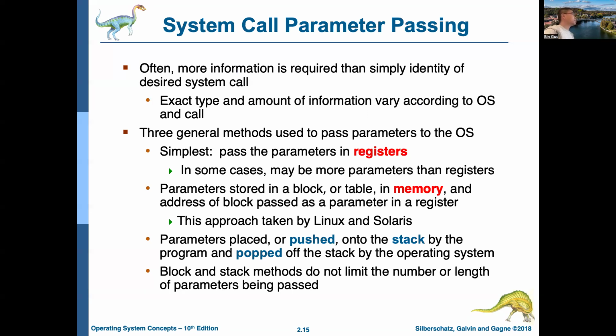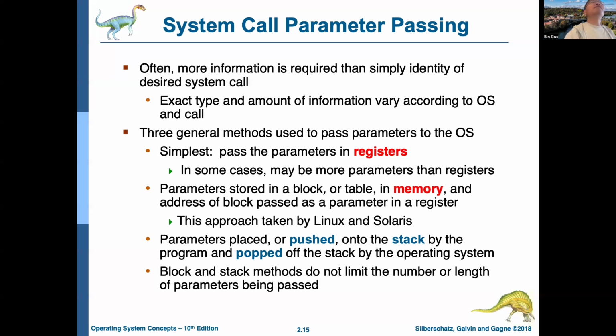Three general methods are used to pass parameters to the OS. Say we have the function with three parameters. First is the file descriptor, FD. Second is the buffer. And third is the count. How can we pass these parameters from user space to the kernel? We know they are different spaces. The simplest way is to use registers, but registers have a problem.